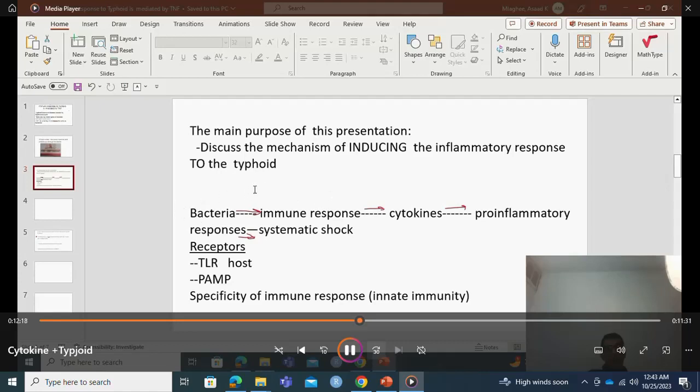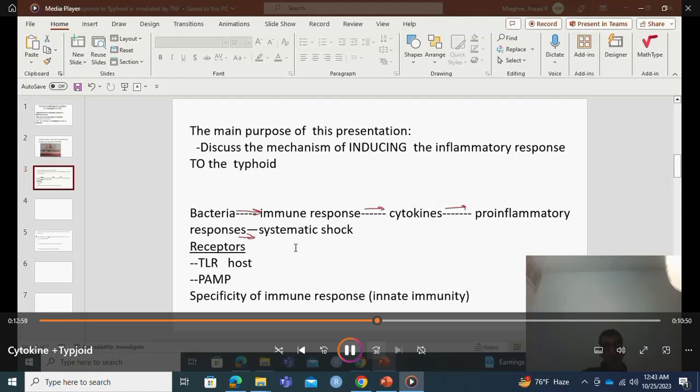So the first event: viewing from the large picture to understand the main pathway, how it occurs. Bacteria induce the immune response. In turn, the immune cells release the cytokines, which cause pro-inflammatory responses that lead to systemic shock. These are the severe, life-threatening conditions of this disease.